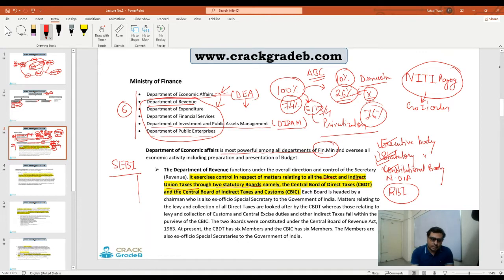SEBI was initially formed with an executive order. But when our financial market was hit by scams, one after another, a lot of scams, then the bill was presented in the Parliament and SEBI became a statutory body. Its role, power, and functions are defined in the SEBI Act, right?